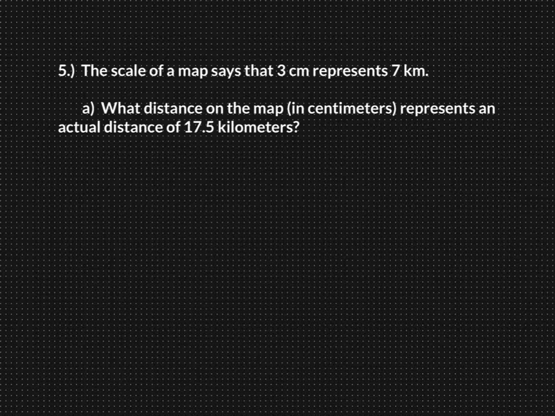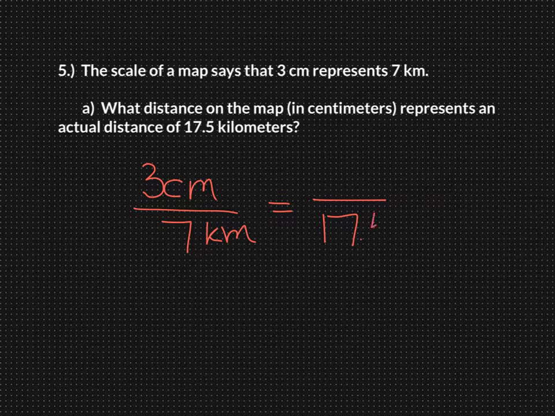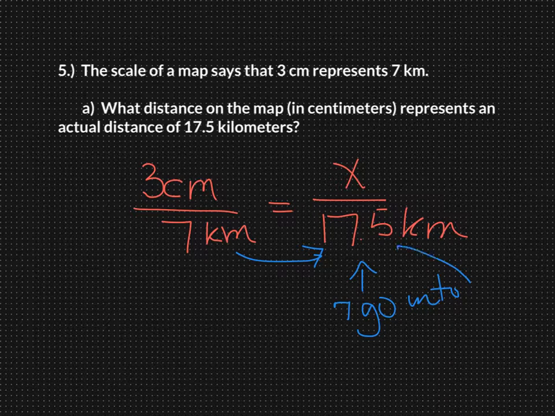So we're going to set up our ratio. We know that 3 centimeters is equal to 7 kilometers. And they gave us the distance of 17.5 kilometers. So we're looking for this number here. So basically, we need to know what times 7 is going to give us 17.5. So we should ask ourselves, how many times does 7 go into 17.5?